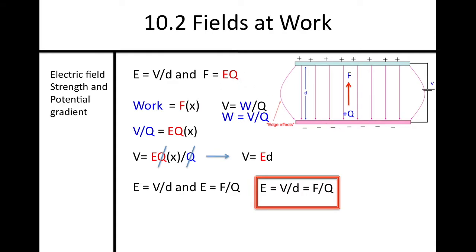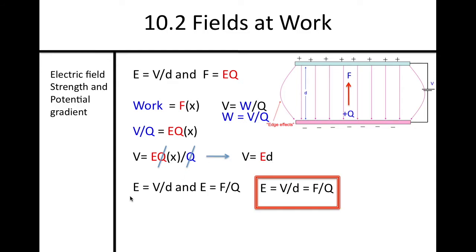From 5.1 Part 2, we learned that the potential, V, is equal to the work done in moving a charge, which is W, divided by the magnitude of the charge, Q. When we solve for work, we have work equals V times Q. We also know that work is equal to a force that is applied over some distance x. When we set these equal to each other, we have VQ equals EQ times x. The Q's would cancel out, and we are left with V equaling E times d.